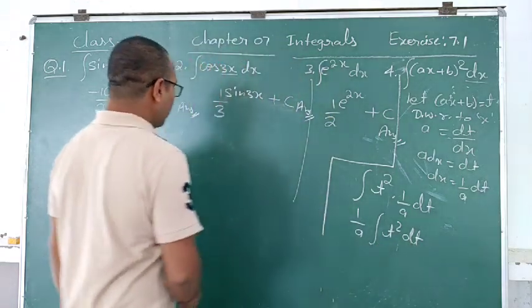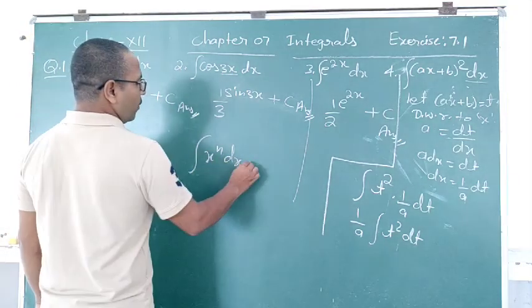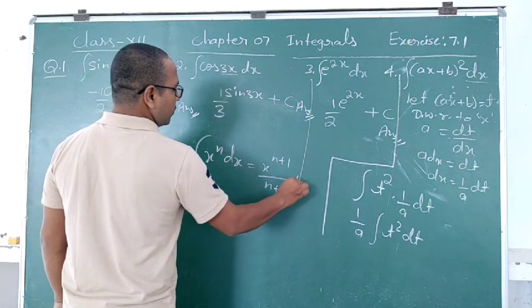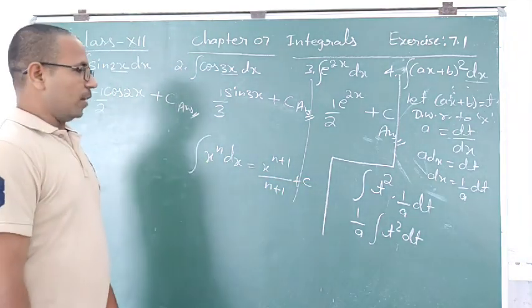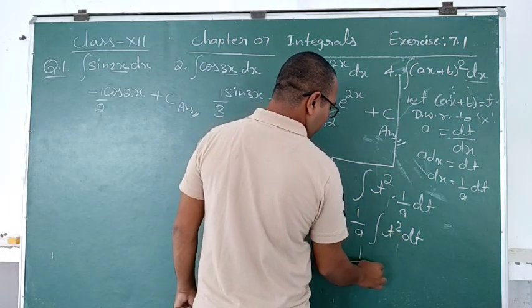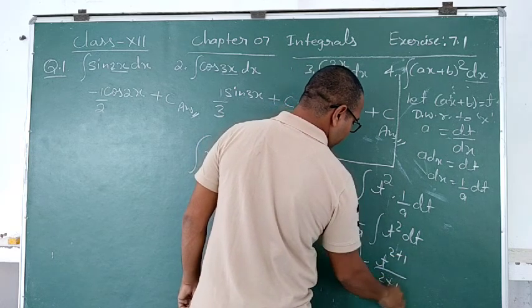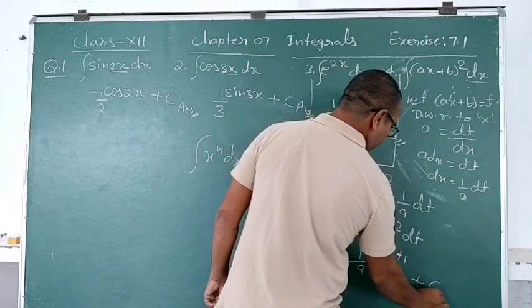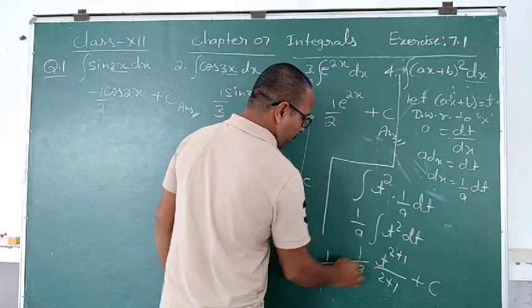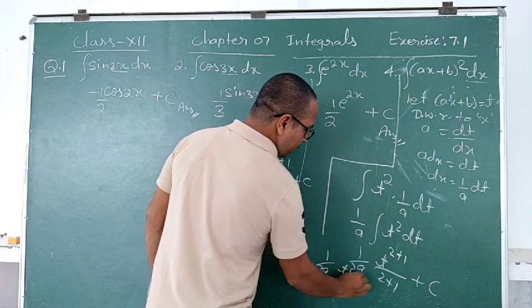As we know, the integral of x to the power n dx, we have seen one formula, that is x to the power n plus 1 upon n plus 1 plus c. So 1 by a, it will become t to the power 2 plus 1 by 2 plus 1, and we use a constant c. So how much will it be here? 1 by a, t to the power 3 by 3, plus c.